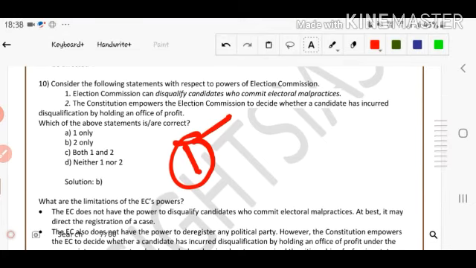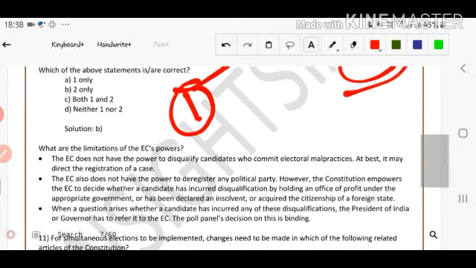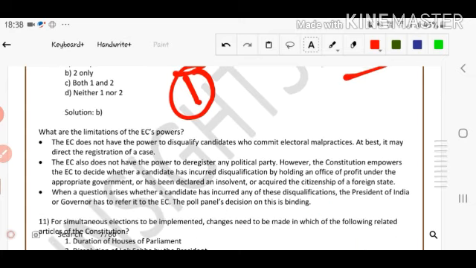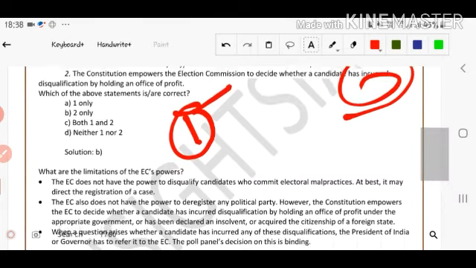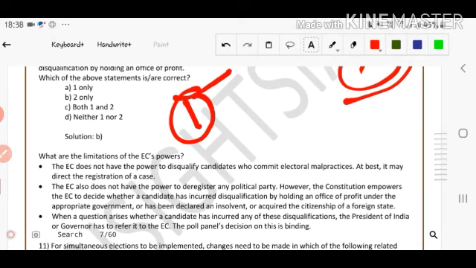The correct one is the second. The Constitution empowers the Election Commission to decide whether a candidate has incurred disqualification, because there is a special provision for members of Parliament on whether they can continue to hold an office of profit or not. Whatever the limitation of the Election Commission's power, it does not have the power to disqualify a candidate who commits electoral malpractice. At best, it may direct the registration of a case only. It means that regarding candidates, the Election Commission does not have any special power to disqualify them. That is the problem from which the Election Commission suffers.